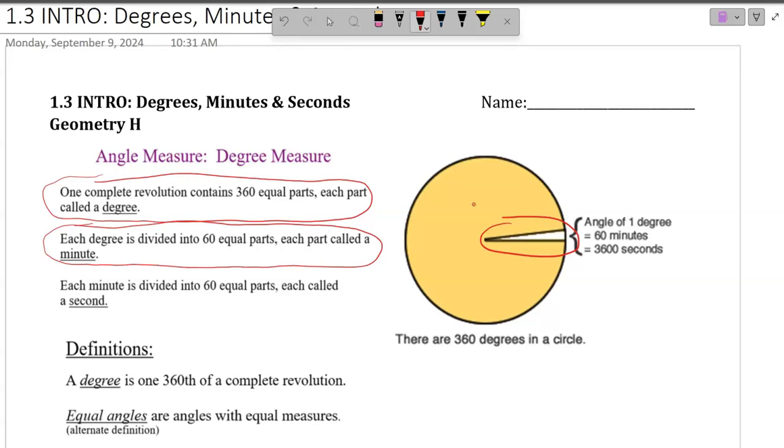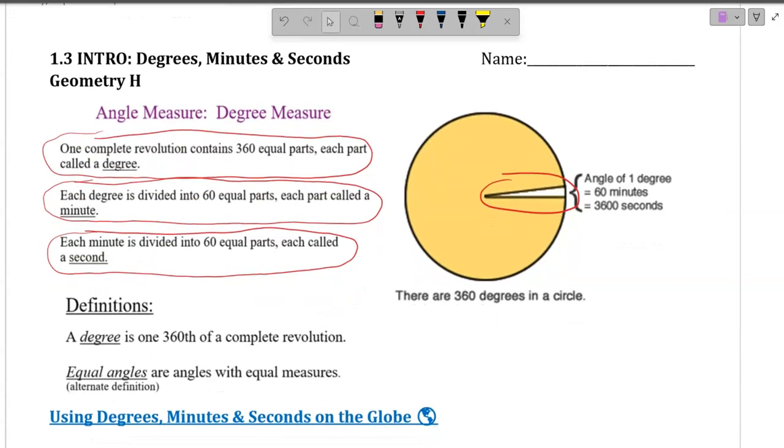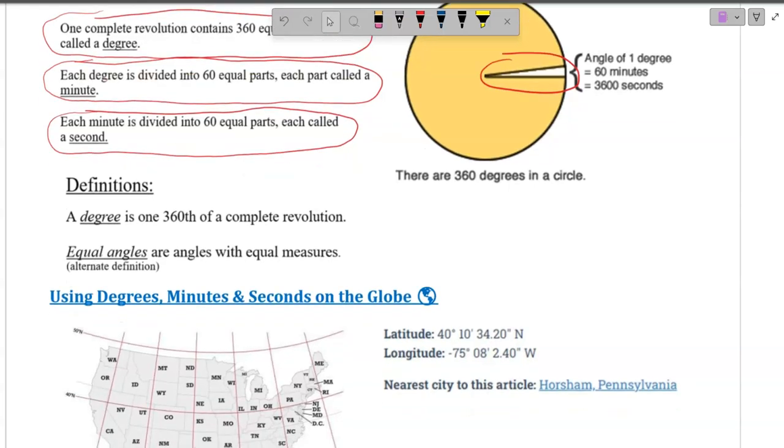Now, in addition, you can split a minute up even more into 60 equal parts called seconds. Now, we're really not going to use seconds in this course, but I do want you to be aware that if I have 5 degrees and 2 minutes, I can then split further down and be more specific than that. And let me show you an example of where this is used commonly.